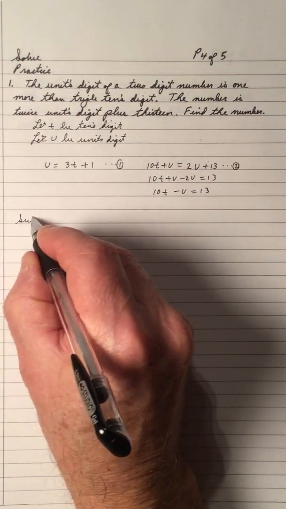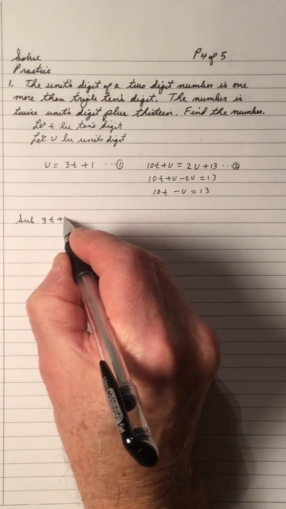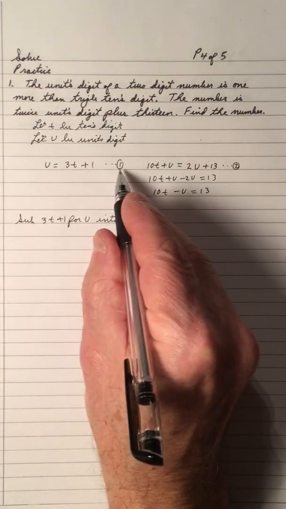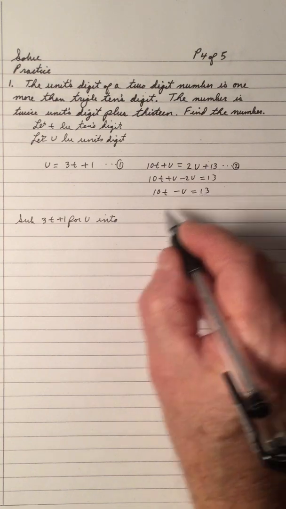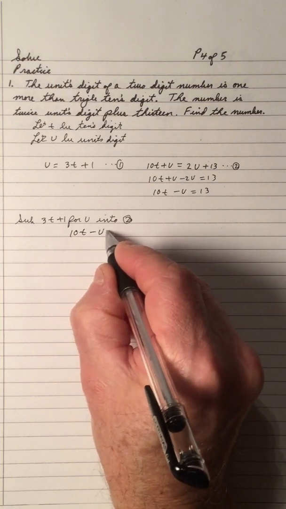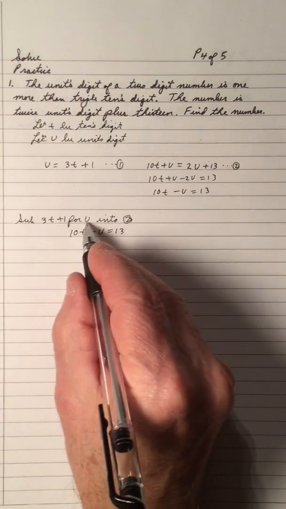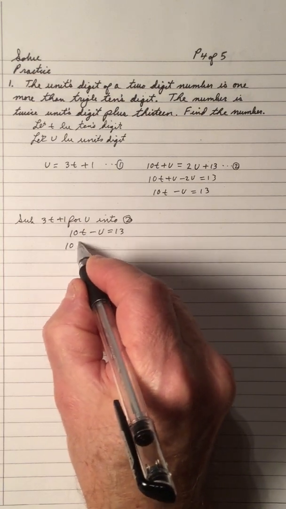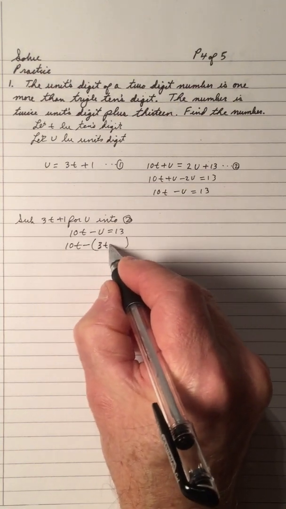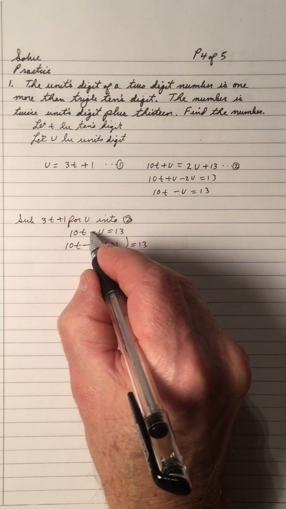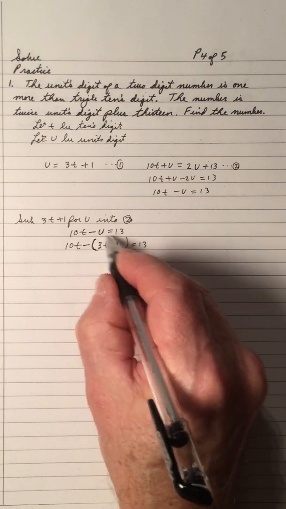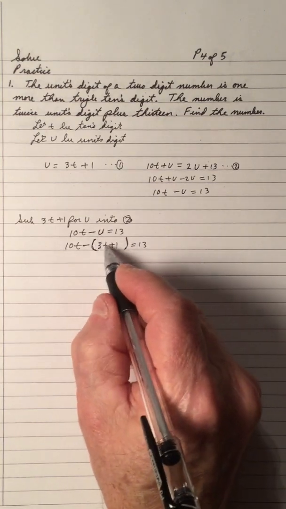So this equation is a better equation to deal with rather than deal with this one. So I'm going to sub 3t plus 1 for u into, remember this is number 1, so I have to sub it into number 2. And the better equation is 10t minus u equals 13. So I'm subbing 3t plus 1 for u. So 10t minus, notice I got to do a bracket, 3t plus 1 equals 13. So notice that minus, there's the u, so I put the minus there, and I have to put this in so the bracket goes around for the u.